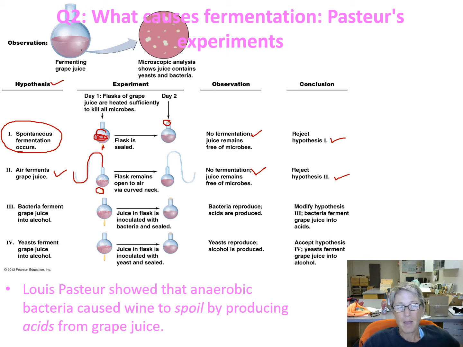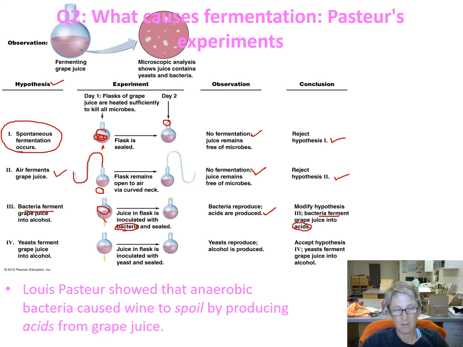Third hypothesis, the bacterial microbes ferment grape juice into alcohol. So again, here's their flask. They heat it, but then they inoculate the juice with bacteria, and they seal it so nothing can get in. Bacteria reproduce in the juice because there's grapes in there, and they can use that to live and reproduce. And they make acids, not wine. So they modify their hypothesis. The bacteria will ferment grape juice, but not into wine. Bacteria ferment grape juice into acids.